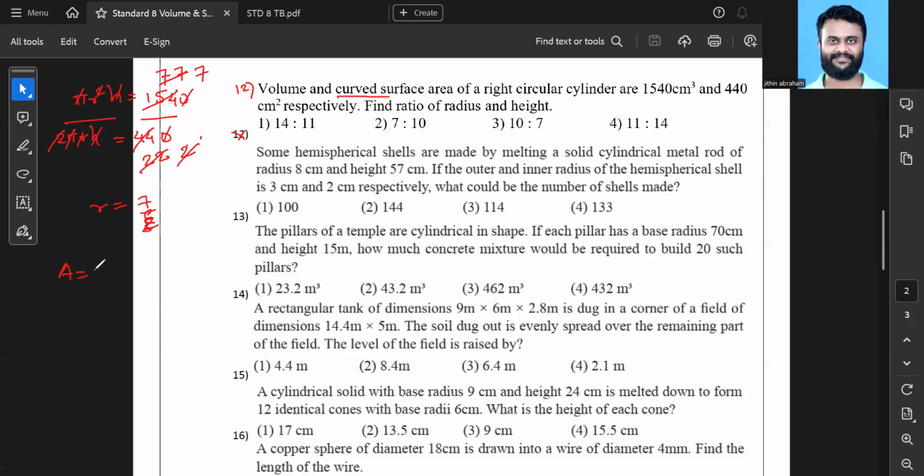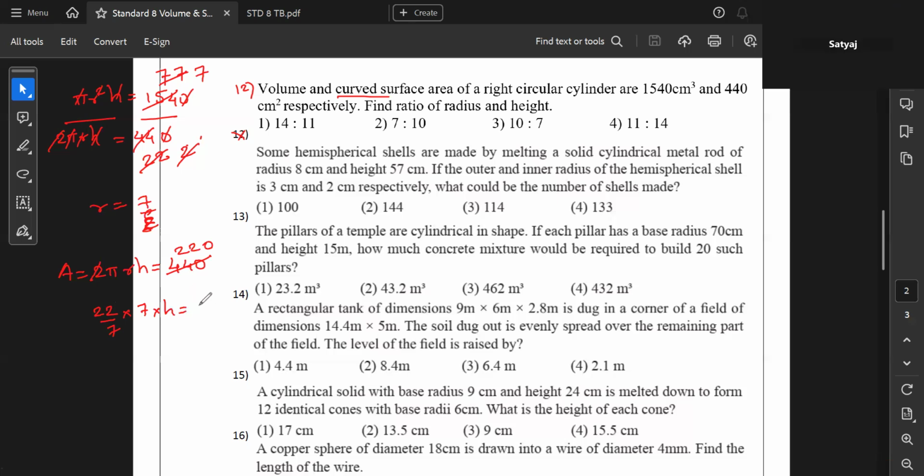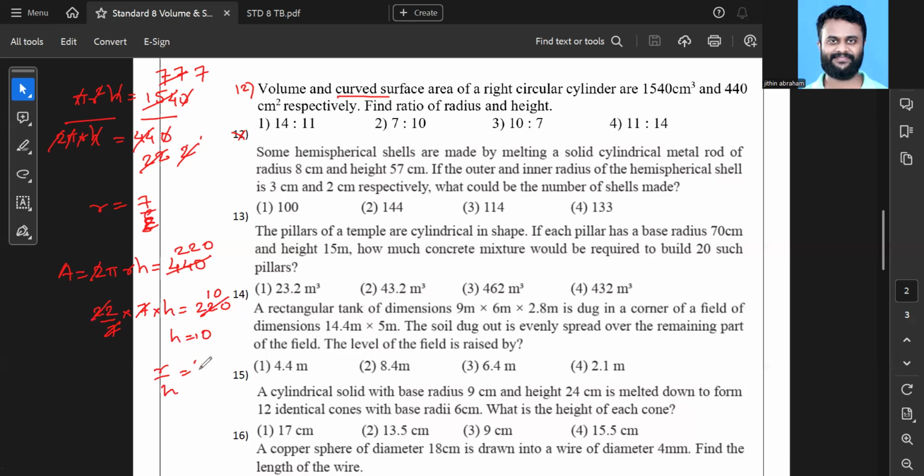So the area's formula, which is nothing but 2 pi RH, equals 440. In this case, I cancel this with 2. I get 220. I substitute the value of pi as 22 by 7, multiplied by R, which is 7, multiplied by H, is equal to 220. The 7s cut. That gives me H is equal to 10, and hence R upon H is equal to 7 by 10.